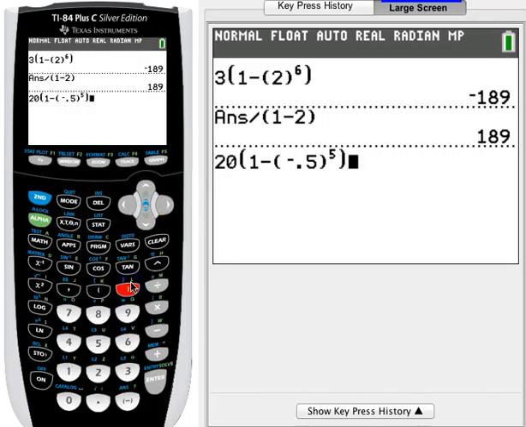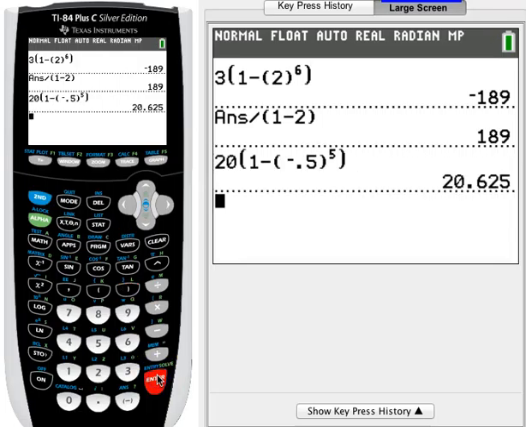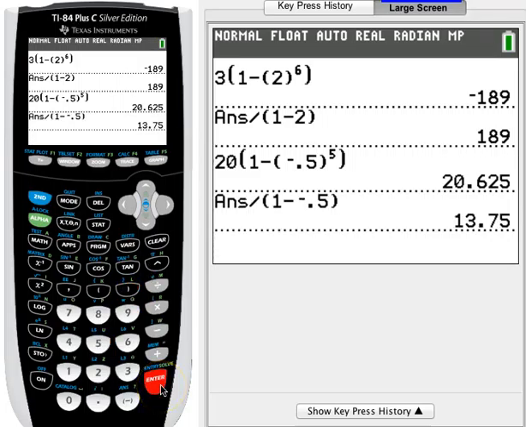to the fifth power. So again, calculate the top, and you absolutely do need those parentheses, okay? Every parenthesis you see me use up here, you need to be using in the calculator. Hit enter. And now I'm going to divide by the bottom. And the bottom had 1 minus that negative 0.5. And that gives me 13.75 for my sum.